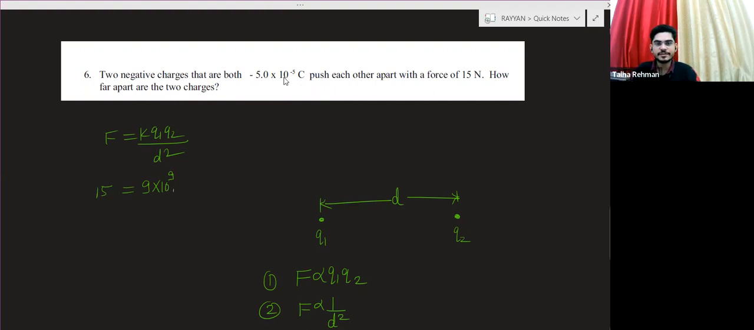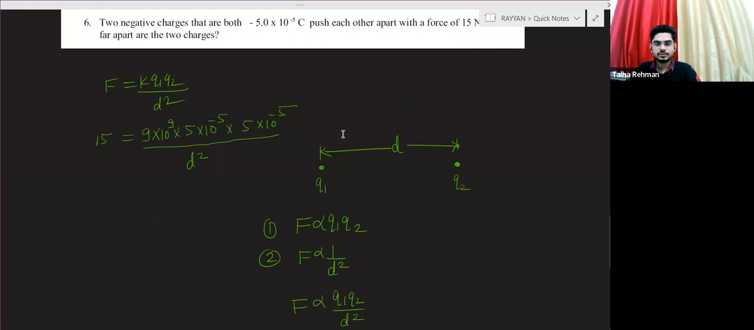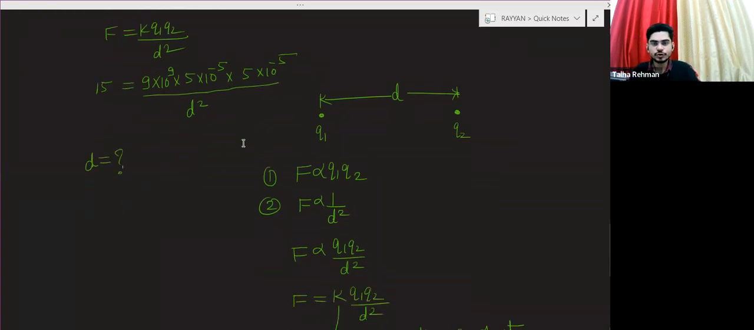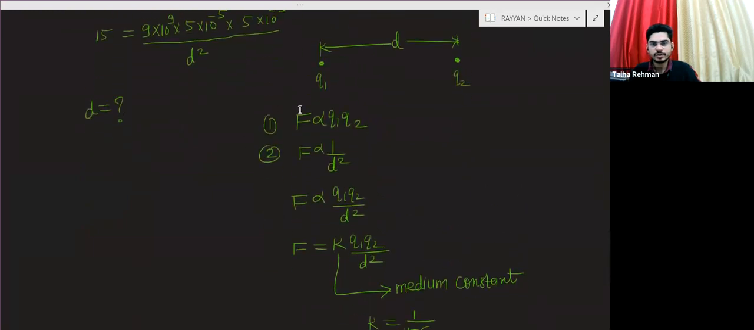Q1 is 5 into 10 to the power minus 5, and Q2 is again 5 into 10 to the power minus 5, divided by d square. This is what is asked in this question. I hope you can solve for the d value by yourself. Now, if you want to note down this Coulomb's law, you can note down this part.